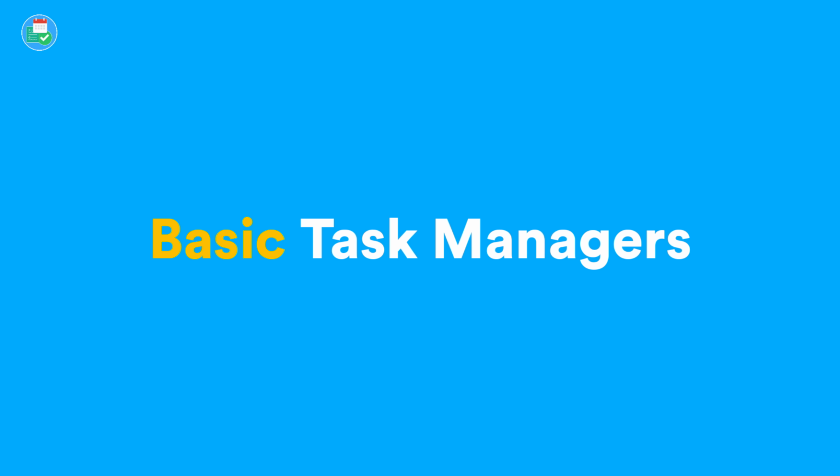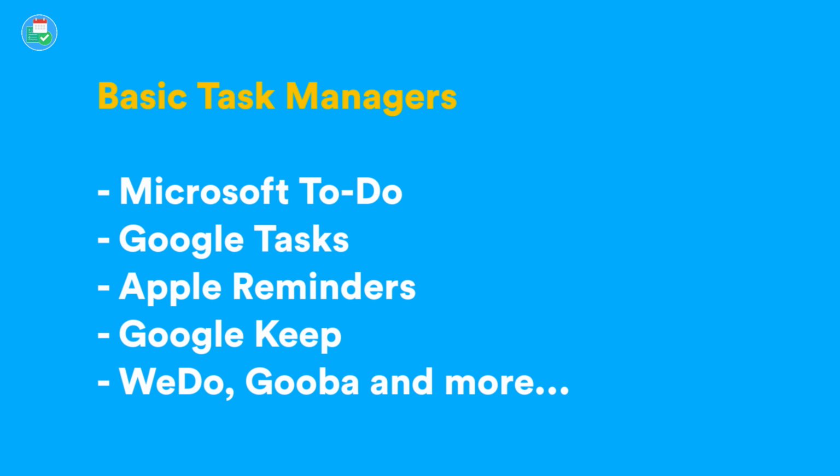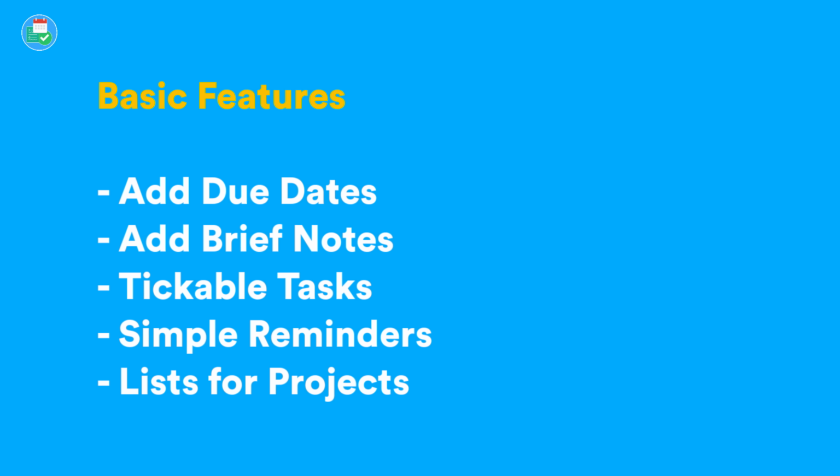What do they include? So some of the basic tools include Microsoft To-Do, Google Tasks, Apple Reminders, Google Keep, Goober, WeDo, and other such tools. They really don't have a huge amount of complexity. They have the basic ability to add due dates and a few notes, sometimes the ability to add subtasks and see lists per project. And this is really simple and a great way for people to build up foundations.